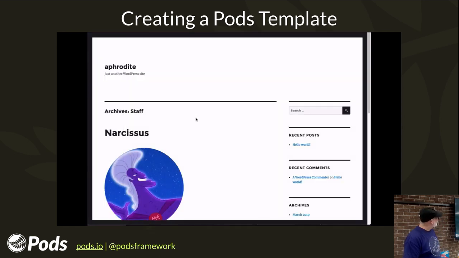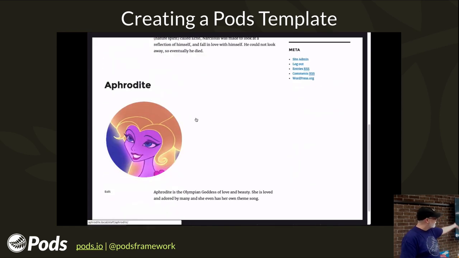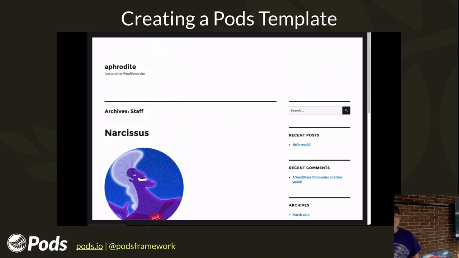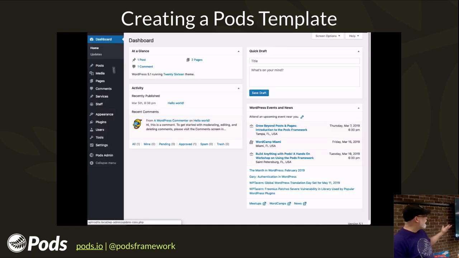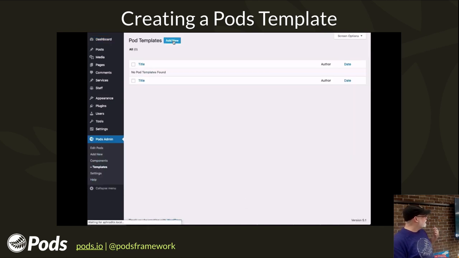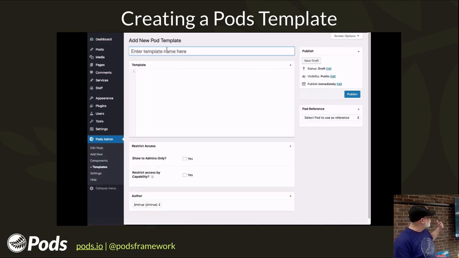First I'm going to show you off the fact that there's nothing there. It's just the list of staff is basically there. We're going to make basically add in our custom content into that. So we're going to pods template, add new, give it a name, in this case staff detail.